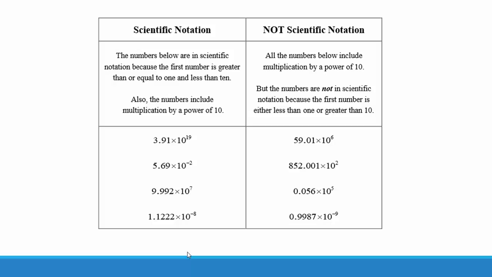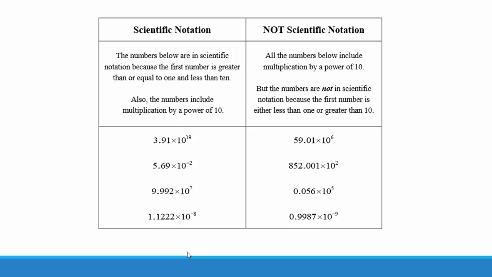I want you to notice the numbers on the left-hand side of this chart. They are in scientific notation. There is only one digit to the left of the decimal point that is non-zero, and the rest of the digits follow the decimal point. And then we have times 10 to some number. On the right-hand side of this chart, these numbers are not in scientific notation.